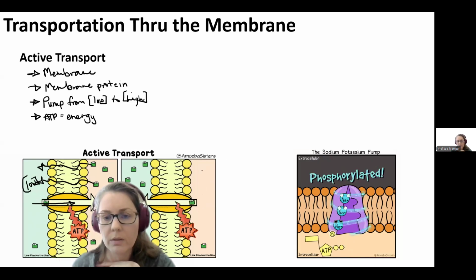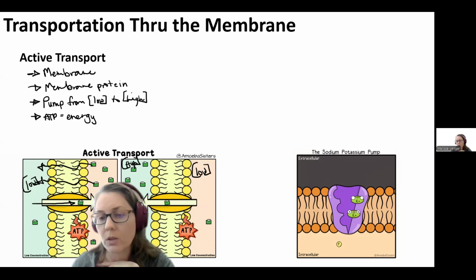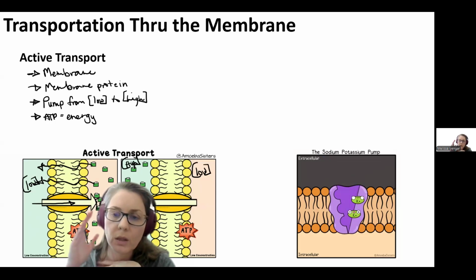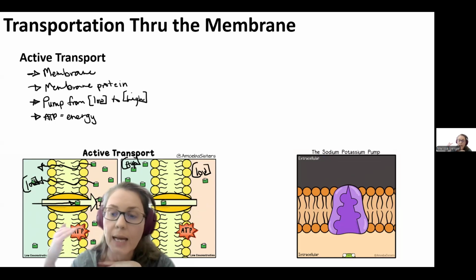Same thing on this other side. Here we have a low concentration area and we have a high concentration area like that. So we just pump them against the gradient. That's what it's called. Okay. When you go from high to low, it's a gradient. When you go from low to high, it's against that gradient.